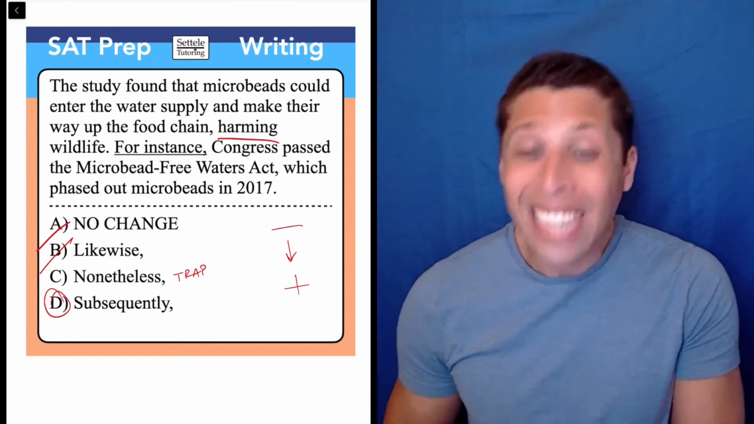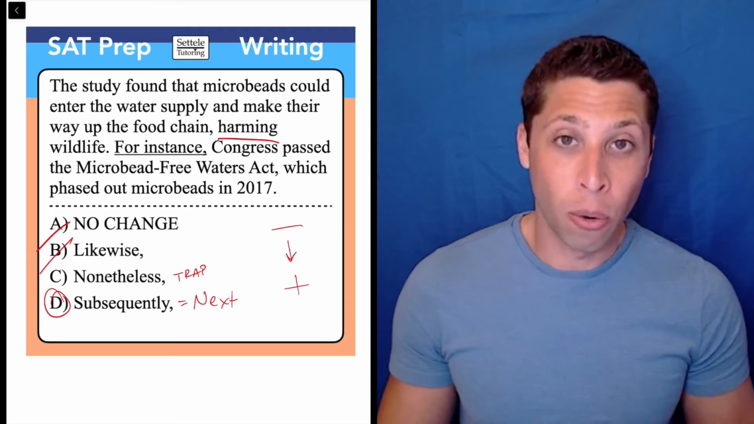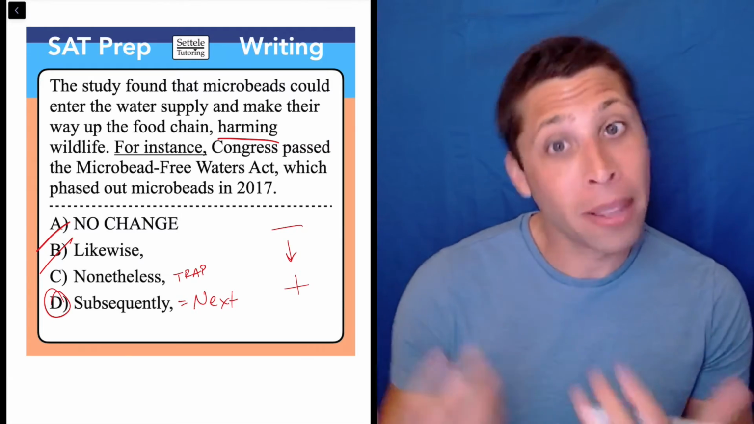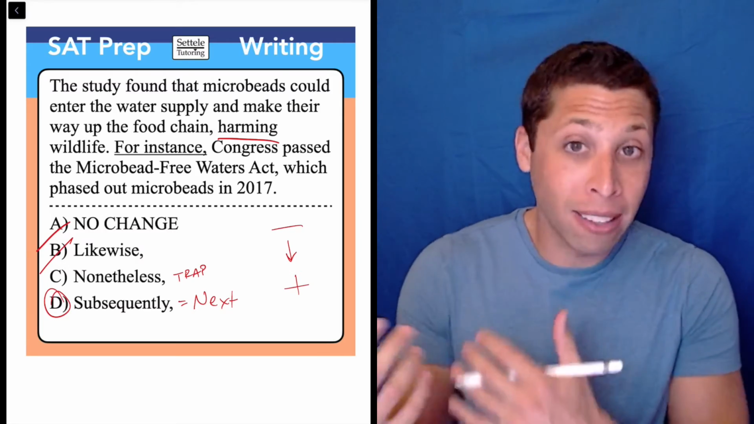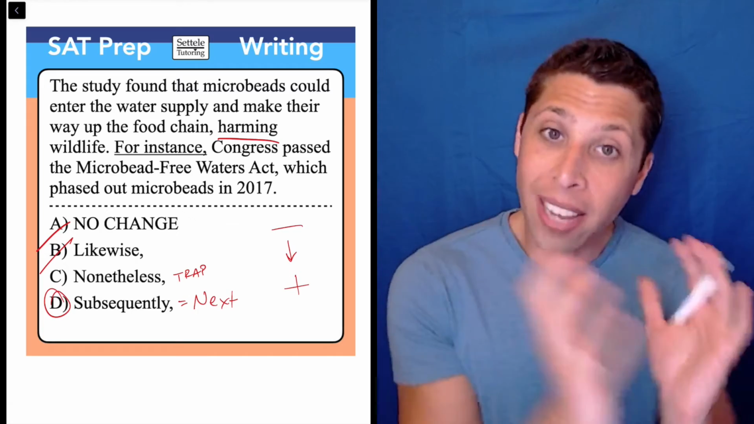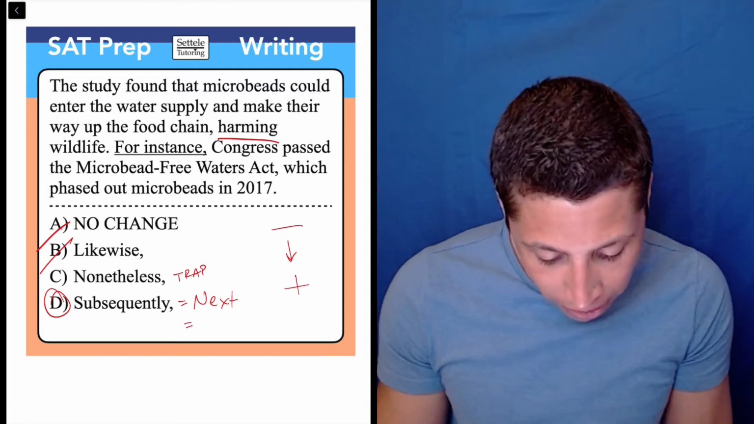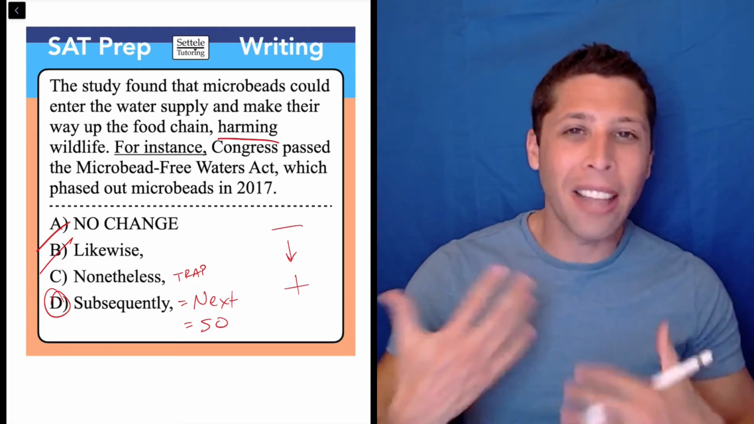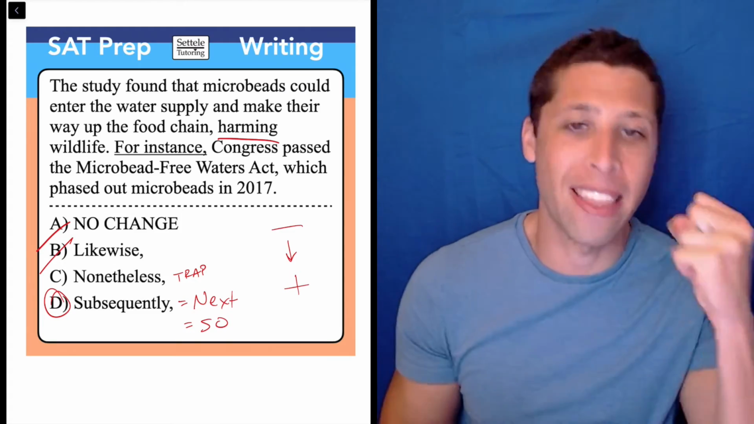What we want to say is subsequently, which is just a fancy way of saying next. Or then, right? It involves time, and that's definitely what's going on here. The study found that the microbeads were bad, and so next, what they did is they passed this act to get rid of them. So the second thing is kind of like an effect of the first thing. And so another way to think of that word is it is an elaborate way of saying so, getting across that this thing happened and then this other thing.